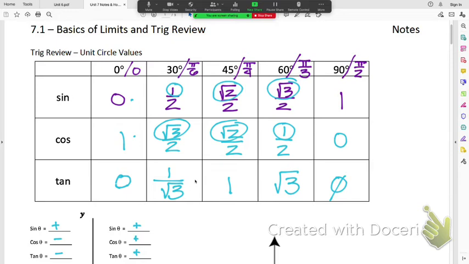Now, I'm not going to erase mine because I want to leave this chart up here for y'all. In the third quadrant, what's true? Sine and cosine are negative, which makes tangent positive. Good. So it's going to be minus, minus, plus. In the fourth quadrant, minus, plus, minus.